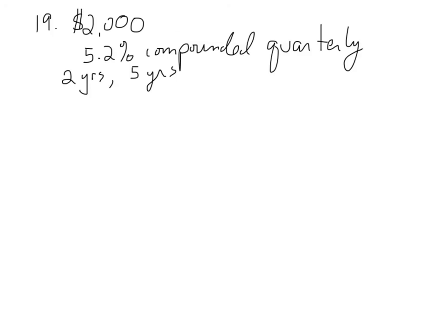Number 19 asks, if you have $2,000 to deposit or invest at 5.2% at an annual rate compounded quarterly, how much do you have at the end of 2 years or 5 years? The formula we're going to use is this one here, P times 1 plus R over N, raised to N times T, where P is your initial amount, N is the number of times that you're compounding it per year, R is your interest rate, and T is the number of years.